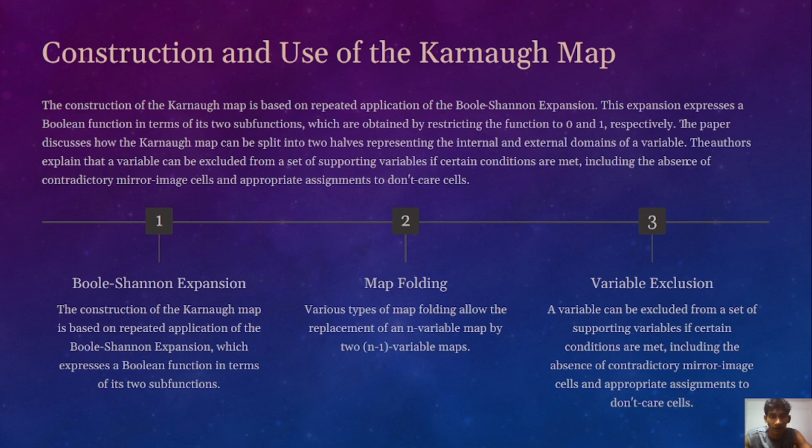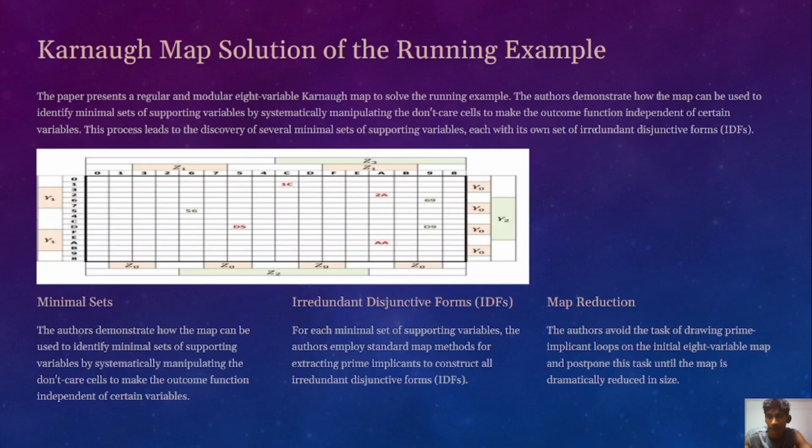Boolean expansion. The construction of the K-map is based on the repeated applications of Boolean expansion, which expresses a Boolean function in terms of its two subfunctions. Map folding: various types of map folding allow the replacement of an n-variable map by two (n-1)-variable maps. Variable exclusion: a variable can be excluded from a set of supporting variables if certain conditions are met, including the absence of contradictory mirror image cells and appropriate assignments to don't care cells.